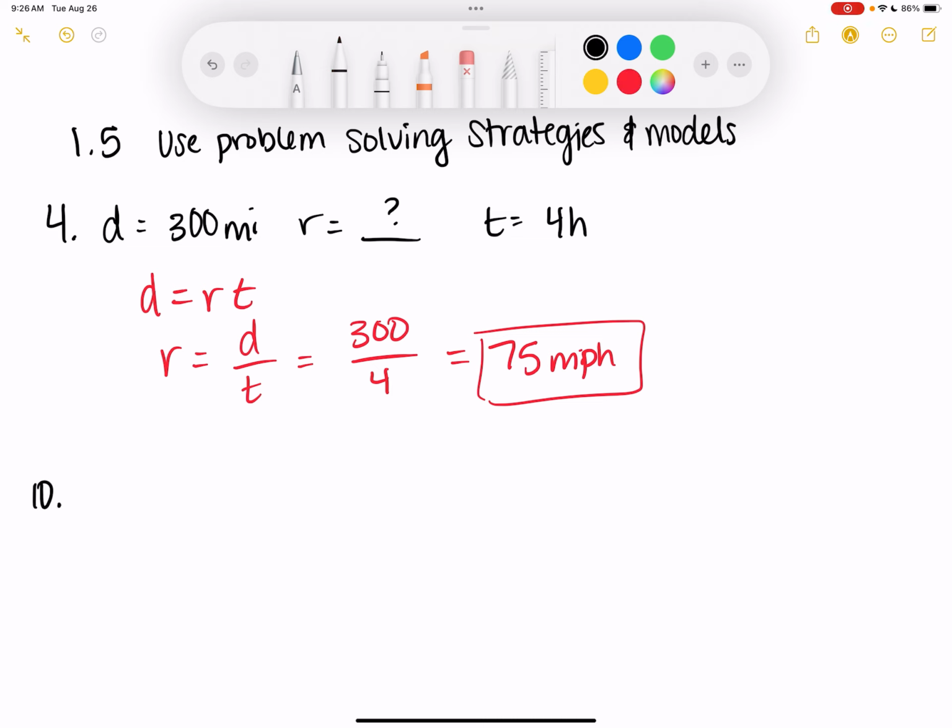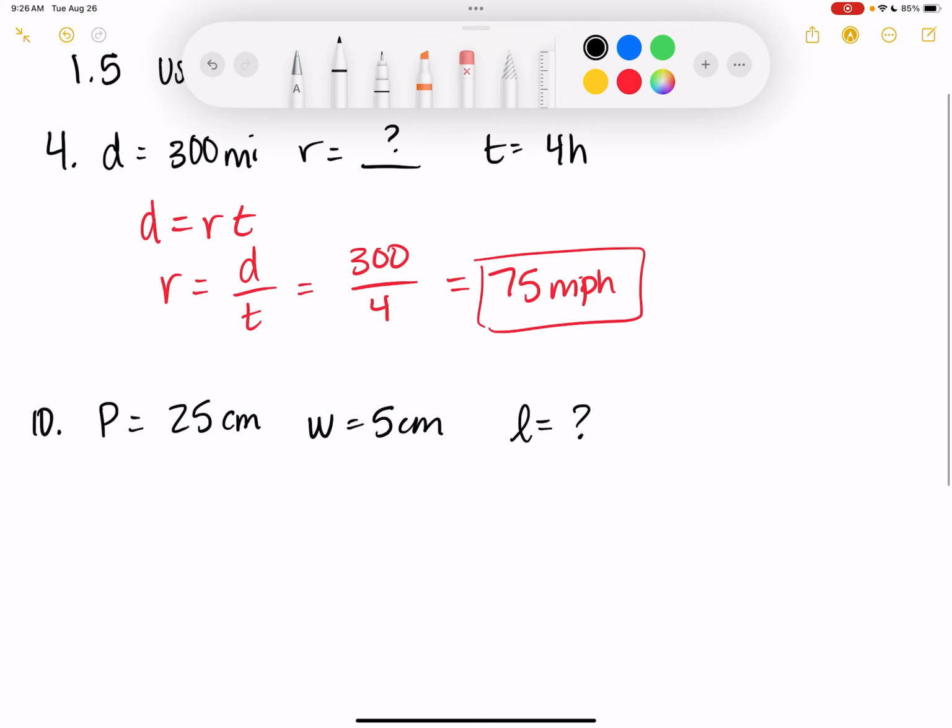So this one's going to be a perimeter problem. P equals 25 centimeters. W equals 5 centimeters. And L is what we're solving for. So perimeter of a rectangle is P equals 2L plus 2W. If I want to get L by itself, what do I do? Bring it to the other side. Bring what to the other side? The L. Take out the 2. Divide by 2? Once you take out the 2.